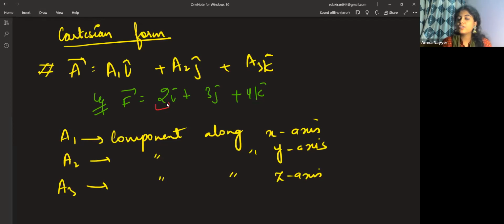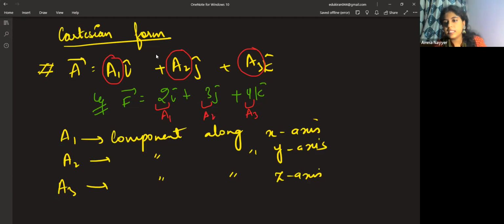The component is 2. So this is what has been written as A1 i cap, like this. Similarly, this is A2 j cap. Similarly, A3 k cap. So component along x axis is written as A1, component along y axis as A2, and component along z axis as A3. Now we'll be adding, subtracting these. How to add them, subtract them, multiply, divide, that we'll see in the next class. But first, note it down. Text me done in the chat column.